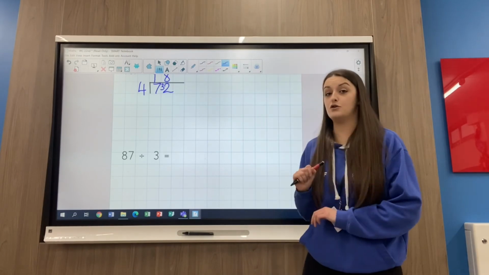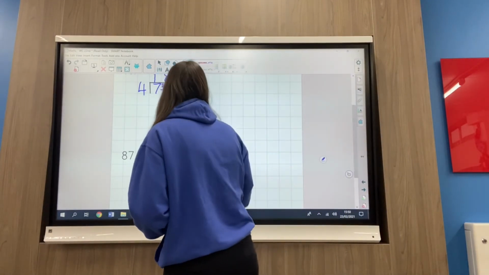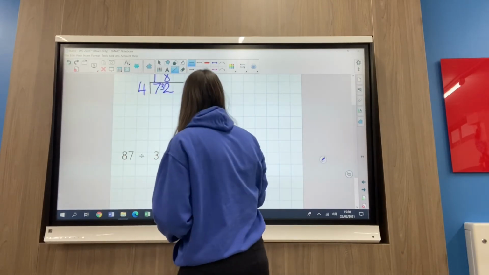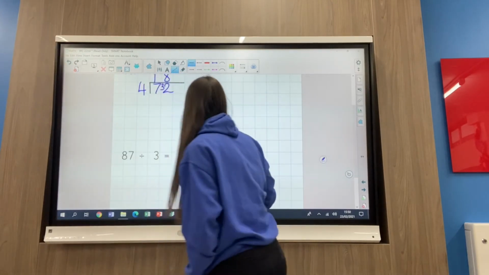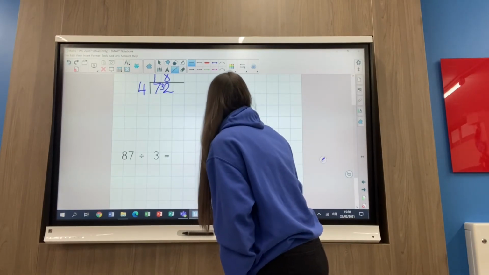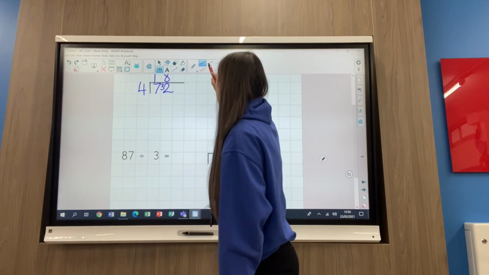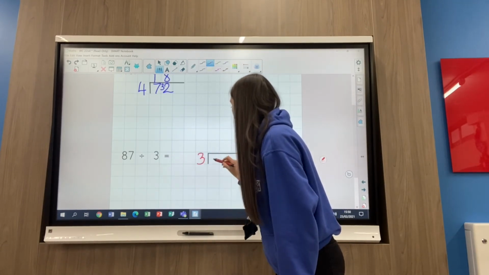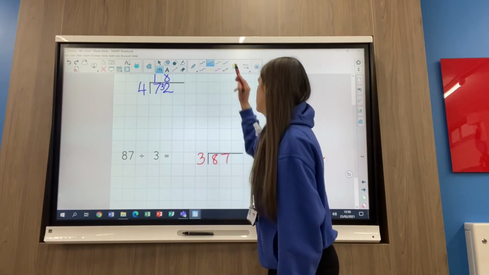Okay, so I'm going to go through the answer now. So I'm going to quickly draw my bus stop out. Oh, I'm going to redo that line. Think about my presentation. Here we go. There's my bus stop ready for my short division. We put our divisor on the outside of the bus stop and the number we're dividing inside the bus stop.